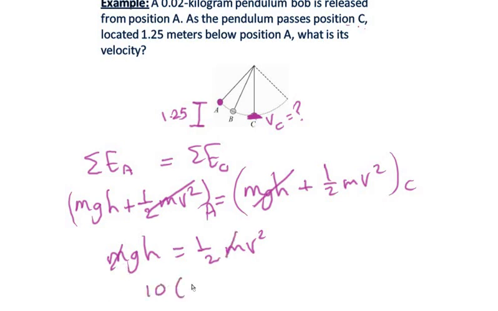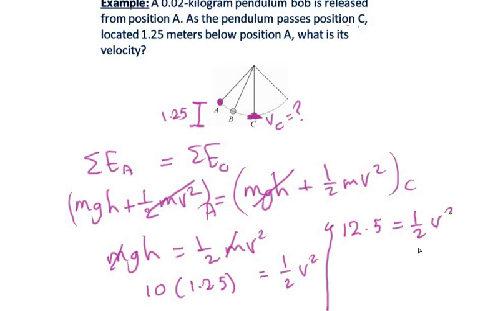g is 10, h is 1.25, and this is equal to half v squared. 10 times 1.25 is 12.5, and this is half v squared. Multiply both sides by 2 to cancel the half. This is 25 equals v squared. v is square root of 25, which is 5 meters per second.